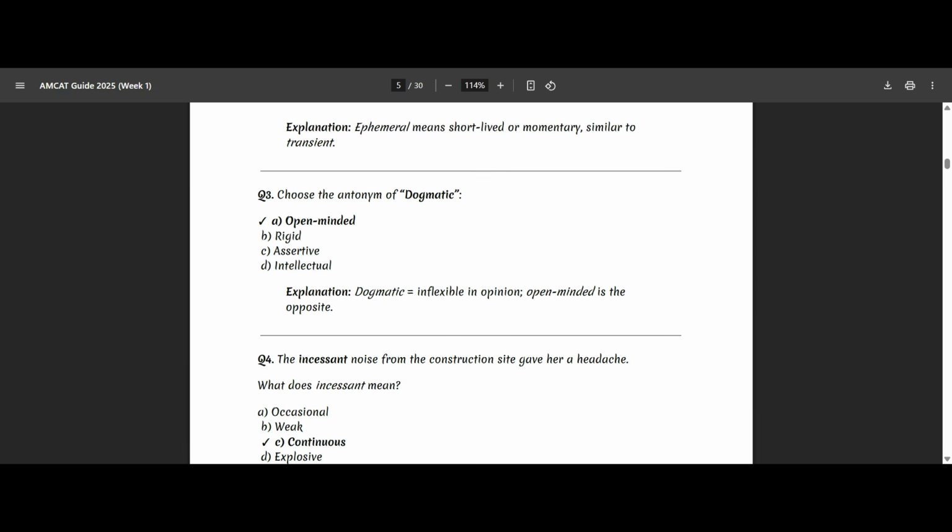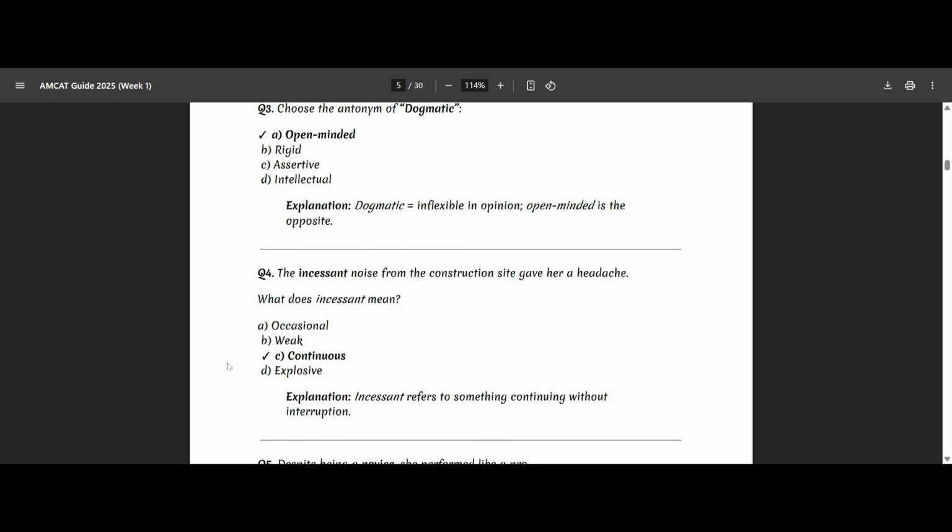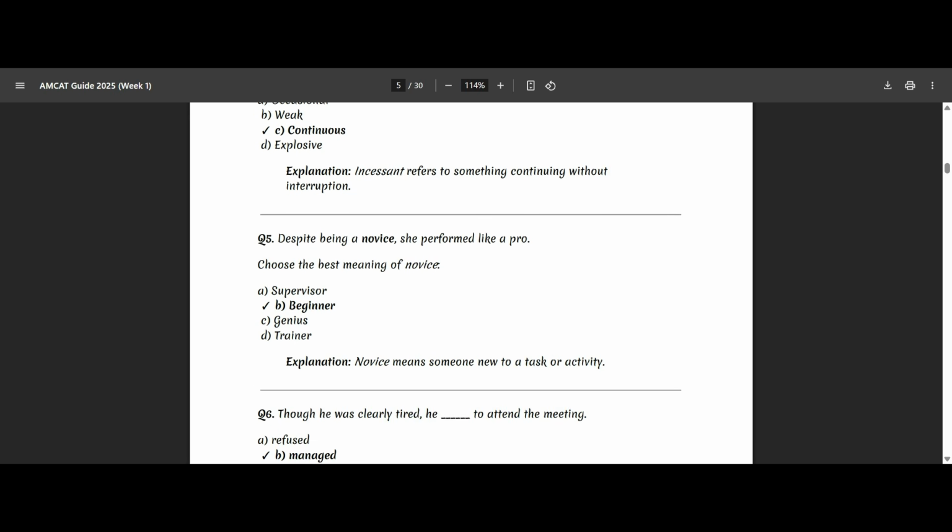Choose the antonym of dogmatic. So dogmatic means inflexible in opinion, and open minded is its opposite. So it must be open minded. The incessant noise from the construction site gave her a headache. What does incessant mean? It means continuous. Incessant refers to something continuing without interruption.